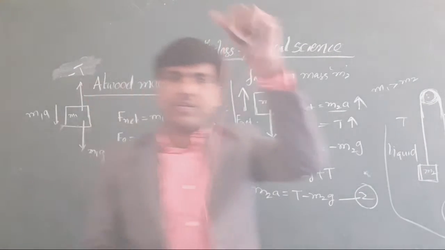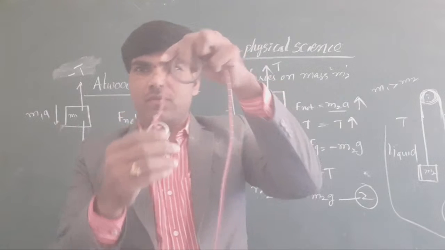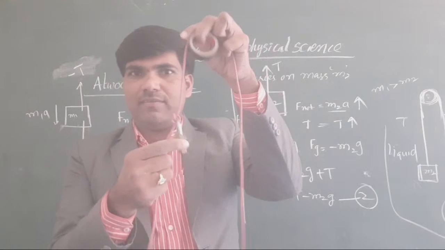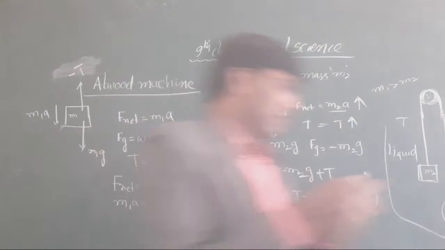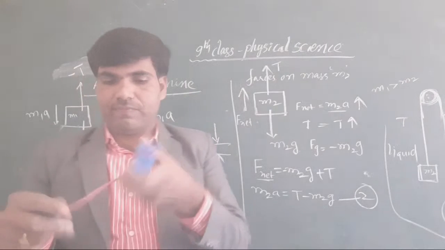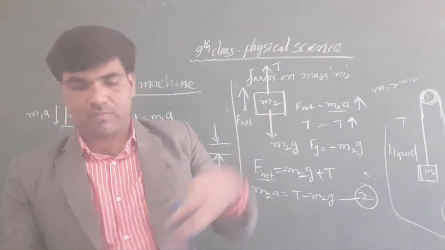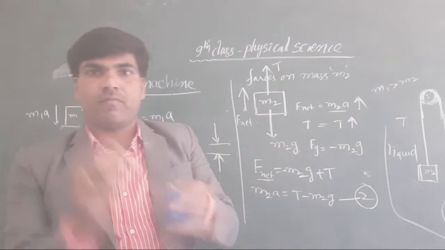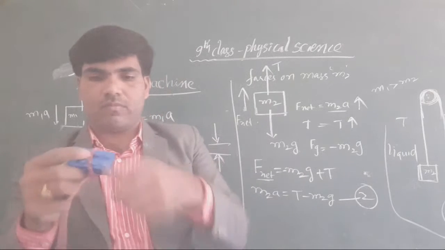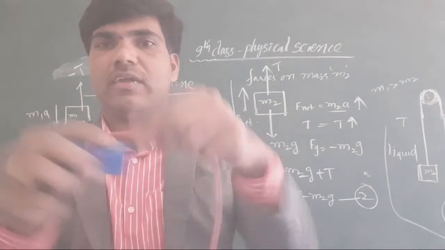Students, here we have taken an Atwood machine, which is mainly like this. Suppose you take a mass like this at one end. It is a heavy mass. And on the other side you take a light mass. I have taken masses like this. Here you take like these things.